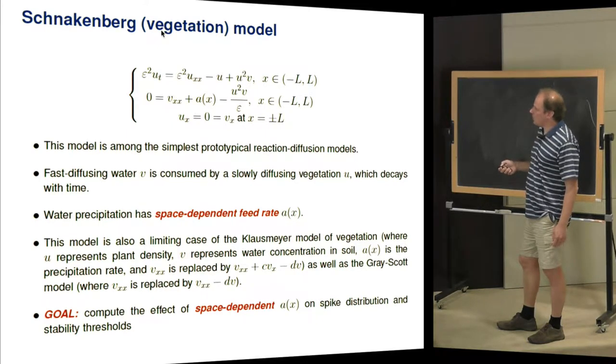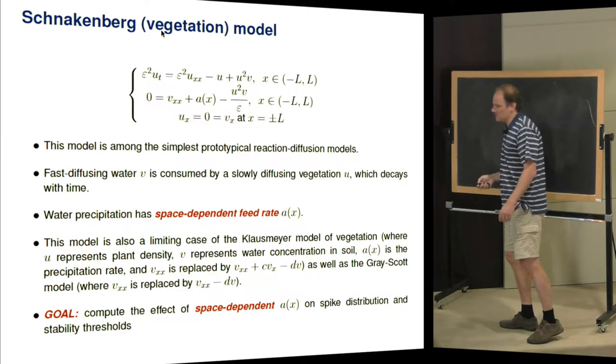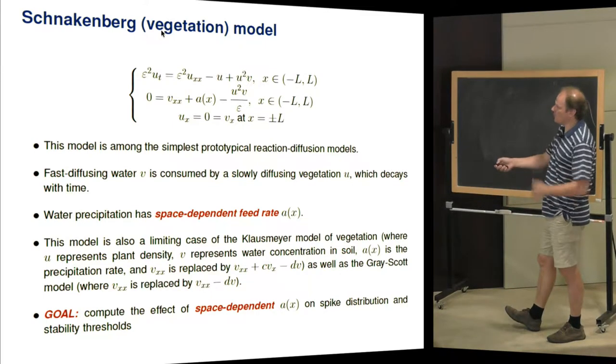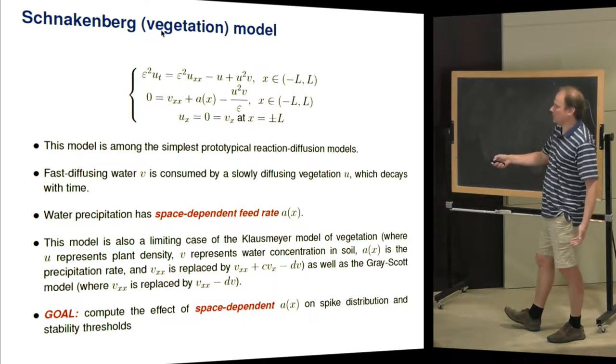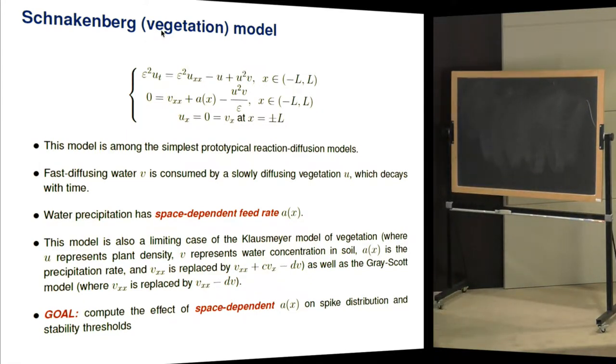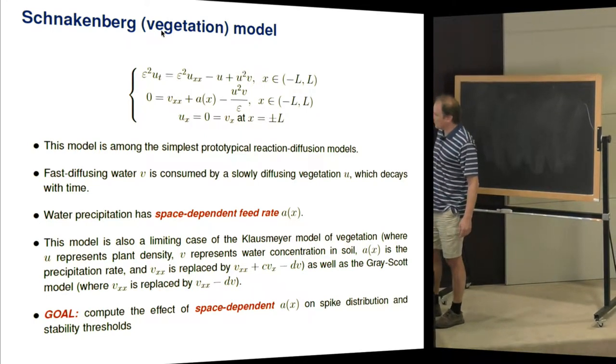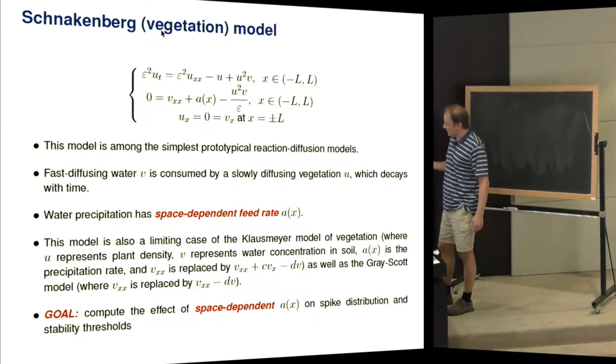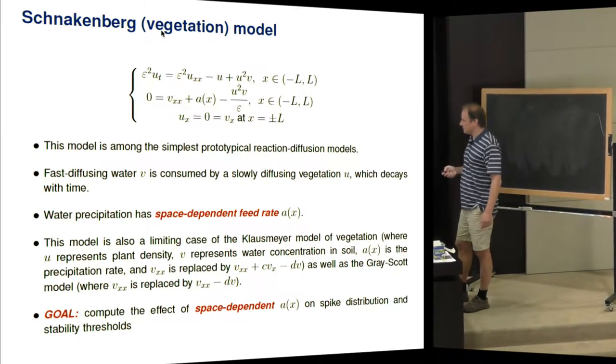And then there is this term, this is precipitation. So there's this feed rate of water here that's space dependent in this problem. And this term is due to vegetation absorbing the water. And I scale it in this way just to make the asymptotics work out nicer. You don't need this 1 over epsilon here, you can get rid of it, but this is the scaling we'll use. This is a very well-known model, and here what I'm interested in is when the precipitation rate A is space dependent.